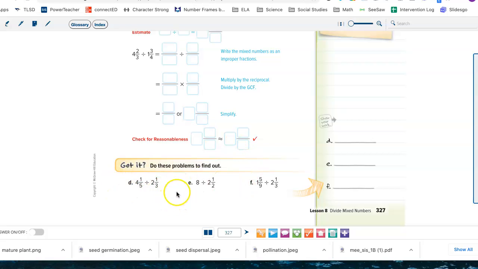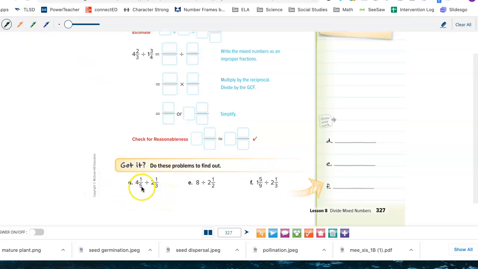So pause the video, you try, and then unpause the video, see what I did, and see if you got the right answer. So this is going to be 20. 20 plus 1 is 21. Keep, change. This is going to be 6. 6 plus 1 is 7/3, but I need to flip that. So instead of 7/3, I will have 3/7.